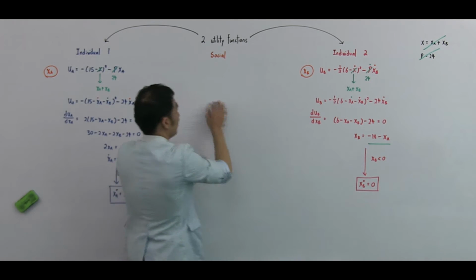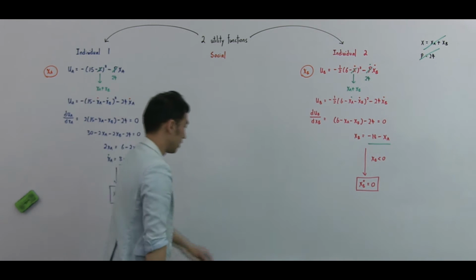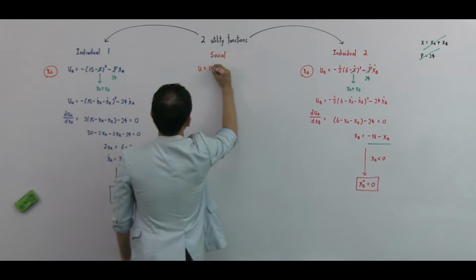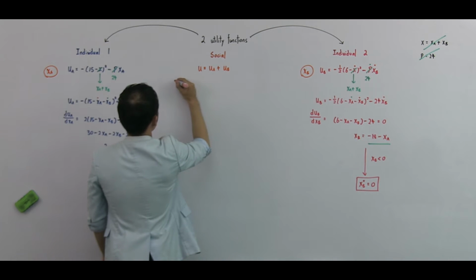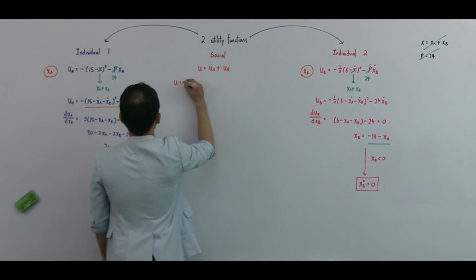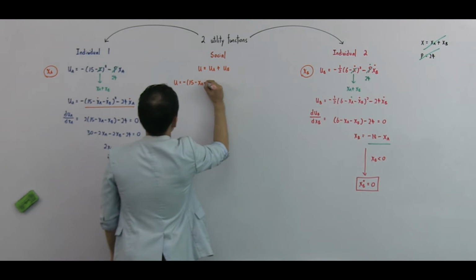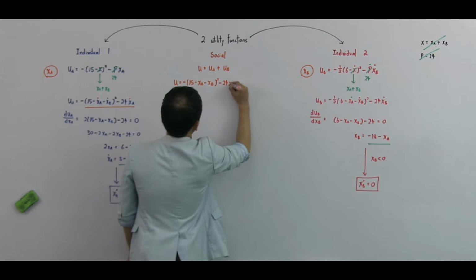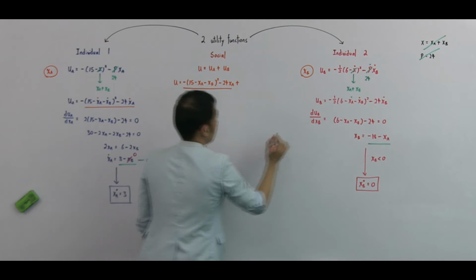Okay, the central column. Remember there are always 3 columns, right? Central column. U is equal to what? Social utility, UA plus UB. In this case, U is equal to UA. What is UA? This is your UA: minus 15 minus XA minus XB squared minus 24XA. This is your UA plus your UB.